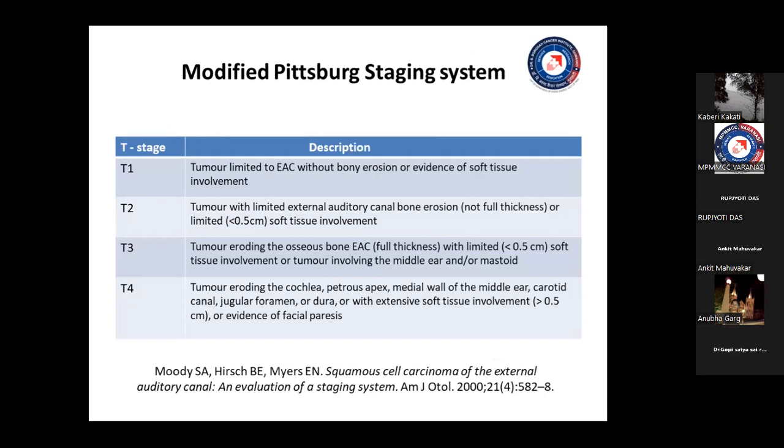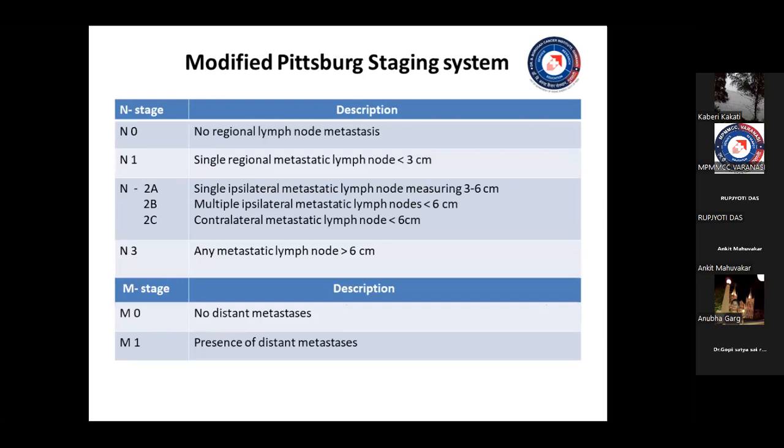The T1 is limited to the ear canal without bone erosion or evidence of soft tissue involvement. T2 is with limited external auditory canal bone erosion, not full thickness, or limited soft tissue involvement, that is less than 0.5 centimeters. T3 involves full thickness bone erosion and involvement of the middle ear and the mastoid. And T4 causes erosion of the cochlea, petrous apex, middle ear, carotid, as well as facial nerve palsy, which is also included in T4. The NMNM staging is similar to the other staging systems of the head and neck.